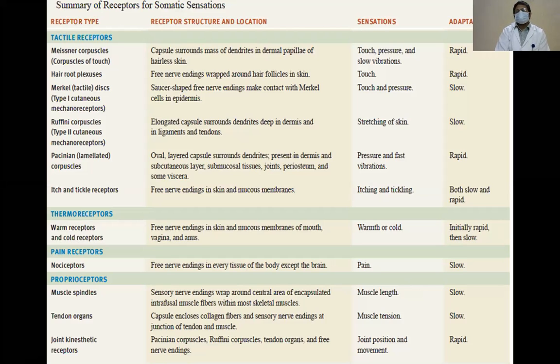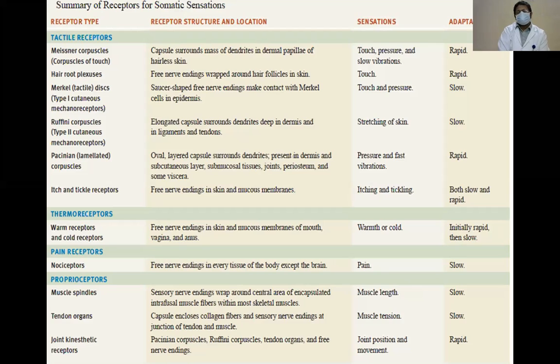they carry the sensation of the pressure and the constant pressure. Along with this, they are the rapid response. Then the thermoreceptors are both slowly and rapidly adapting. The thermoreceptors carry the sensation of heat and the cold. They are initially rapidly, then slowly adapting.